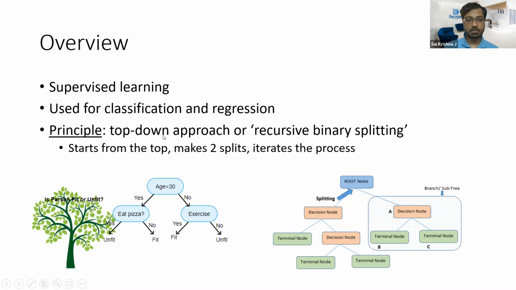And the principle is what we call a top-down approach, or more technically, this is called recursive binary splitting. What this actually means is if we start from the top, we make two splits and then we repeat that process again. So this same process of starting from the top and making two splits in each level of the decision tree is repeated successively, and that is why this is called recursive binary splitting, because we make those two branches or two splits.